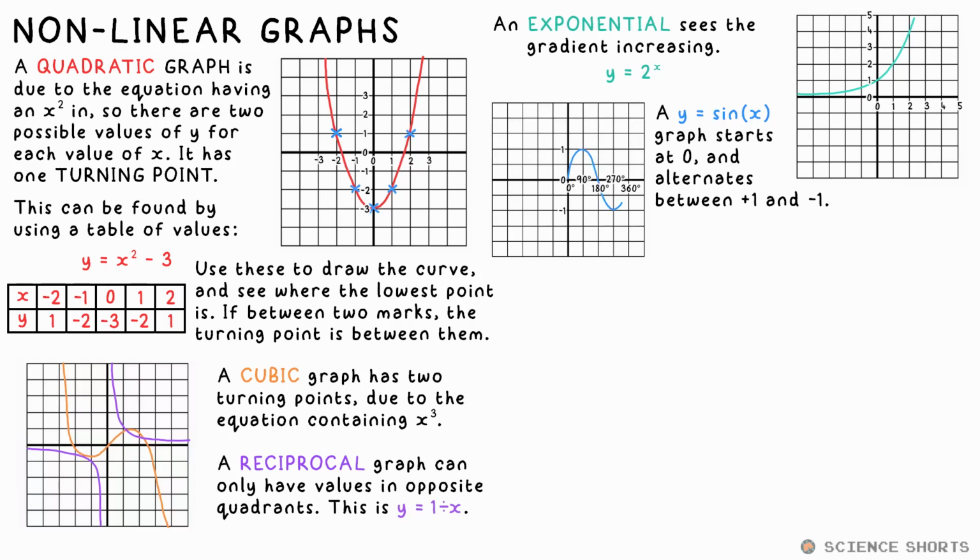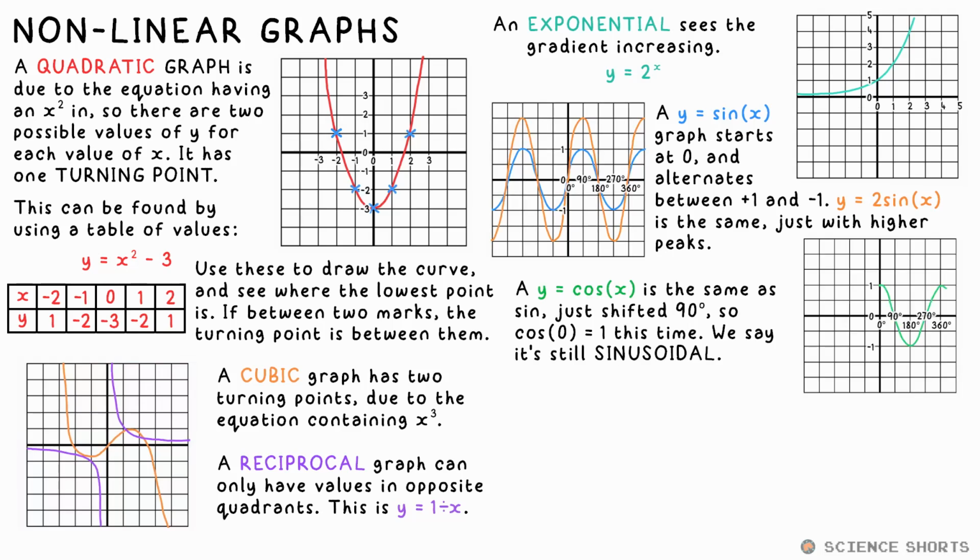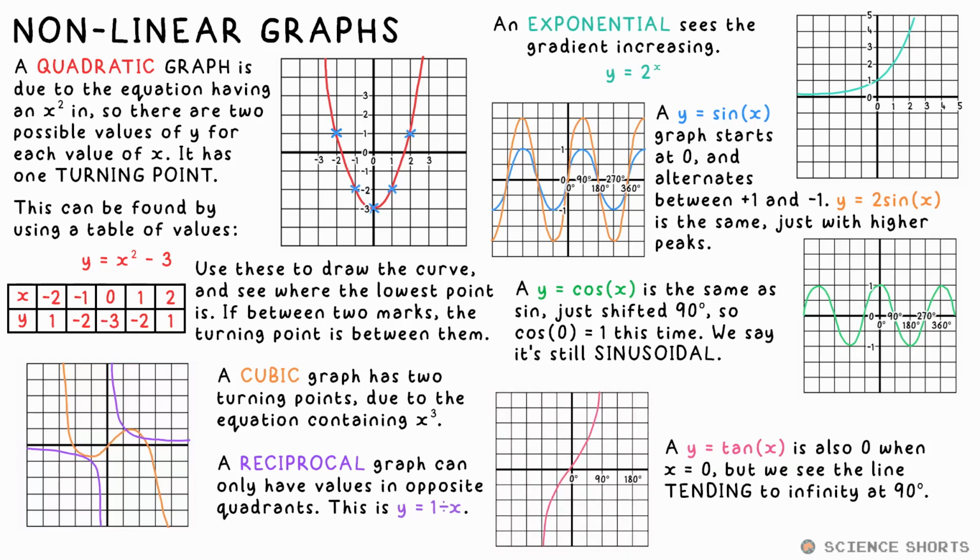We can also draw a sine curve. It starts at 0, goes up to 1 at 90 degrees, 0 at 180 degrees, minus 1 at 270 degrees, then it starts again at 360. That is if y equals just sine x. If it's y equals 2 sine x, all that means is that the height of this wave goes up to 2 instead of 1. A cos or cosine wave is just a sine wave shifted by 90 degrees, so it starts at 1 instead of 0. A graph of tan x is a weird one. It just increases to infinity at 90 degrees, then appears at the bottom to carry on the function.